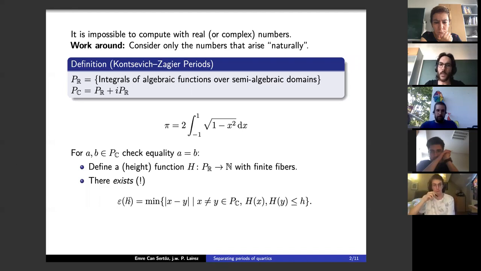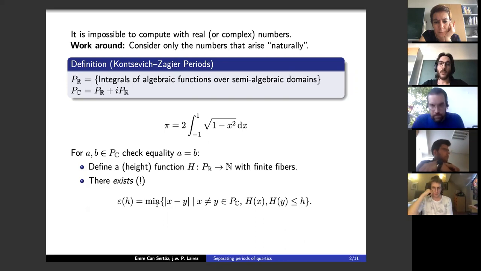So it's a function epsilon. It takes small h. It collects all periods, finitely many, of height less than h, or at most h, computes their differences and computes the norm. And it takes the minimum. Since there are finitely many, this minimum exists and it is non-zero.